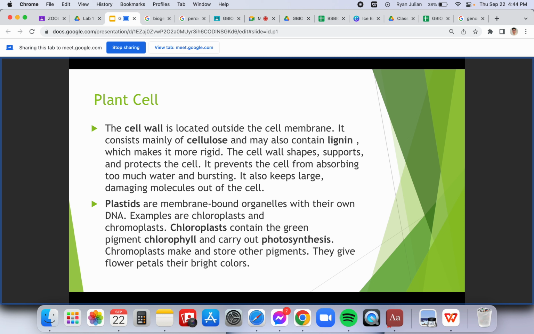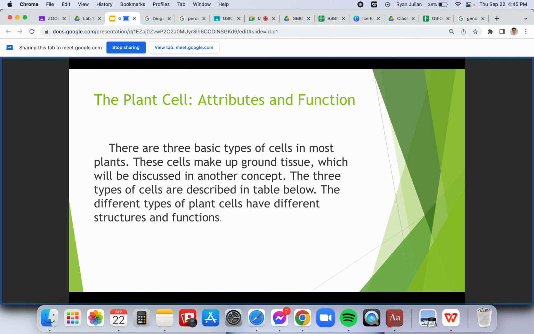For example, a rose. Aside from a rose having a pink petal, it can also come as a white rose, a yellow rose, or the most famous one, a red rose. Diba? Parang iba-iba yung variation when it comes to their petal colors. And that is because of the chromoplasts, which are responsible for the color of the petals of particular flowers that we can see around us. Okay? For the last topic that we're going to discuss this morning, there are said to be three basic types of cells in most plants.